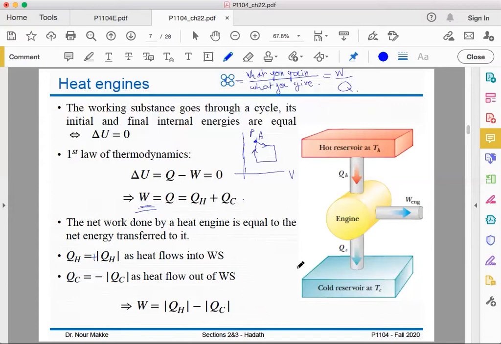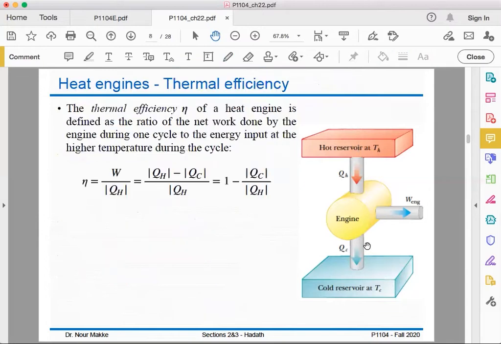absolute values. And so now what we need to do is to define the thermal efficiency of this heat engine. So the thermal efficiency, which we call eta, or sometimes E, in some places, is defined as the ratio of the net work done by the engine during one cycle to the energy input at the higher temperature during the cycle. So, in other words, you see it's the work, what you gain, divided by what you give. What you gain is the work, but what you give was QH. You gave QH to the working substance, right?